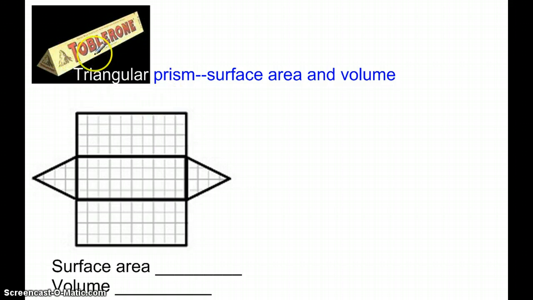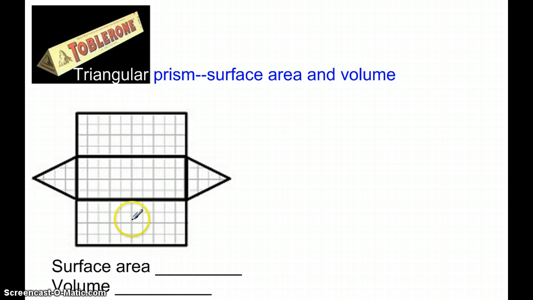So if you took a look at this Toblerone chocolate bar, and if we deconstructed the packaging, it would look like this. This is the two-dimensional representation of this three-dimensional object. So what we're going to do is calculate the surface area and calculate the volume. So let's start with the surface area first.